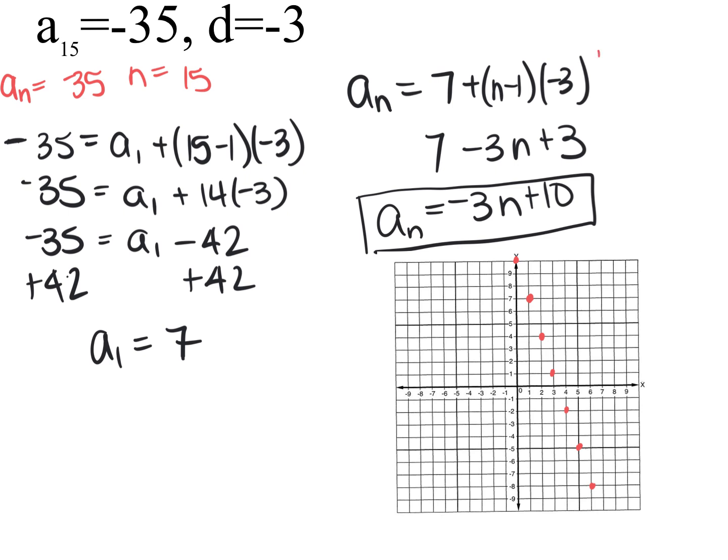So remember, your D is your pattern. To draw your graph, you're going to go down 3 and then over 1. One more term every time. Or it means subtract 3.